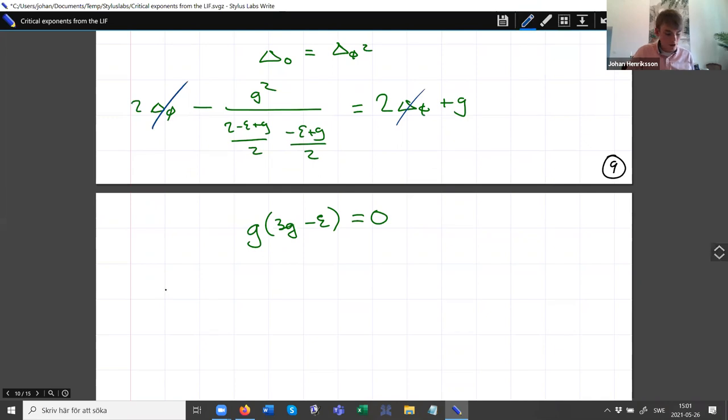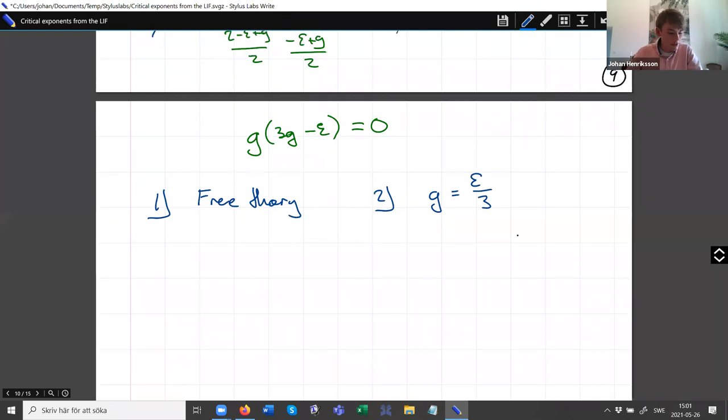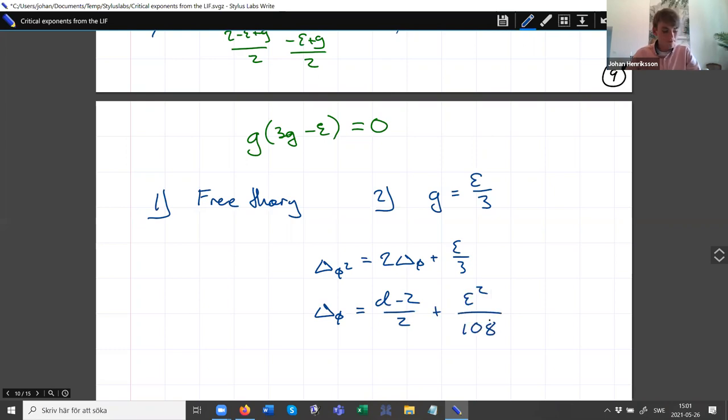So this has two solutions. One, just the free theory, g equals zero, and the other is g equals epsilon over three. So if we proceed with this non-trivial solution, we get delta phi squared equals two delta phi plus epsilon over three, and delta phi equals d minus two over two plus epsilon squared over 108.